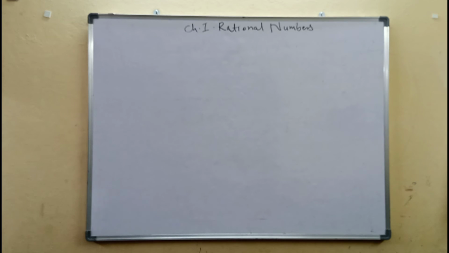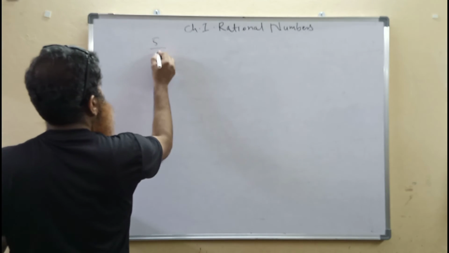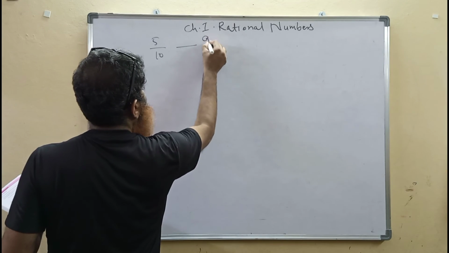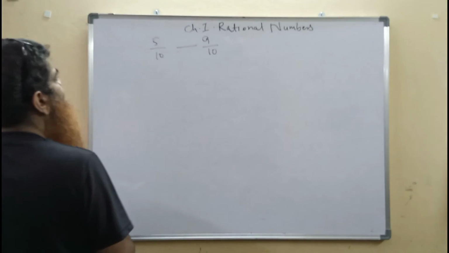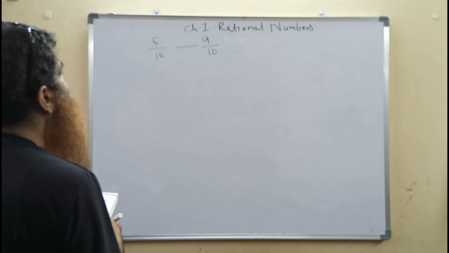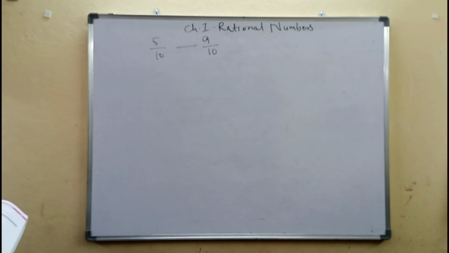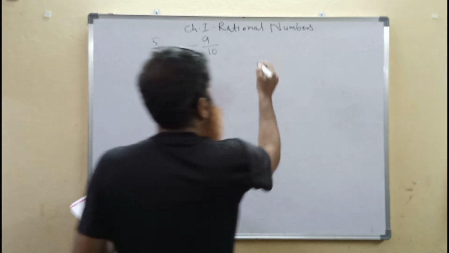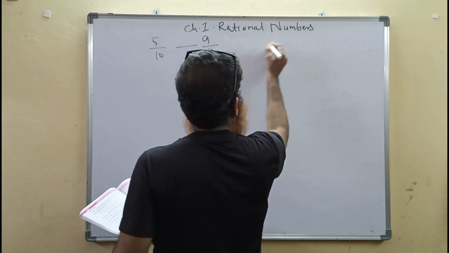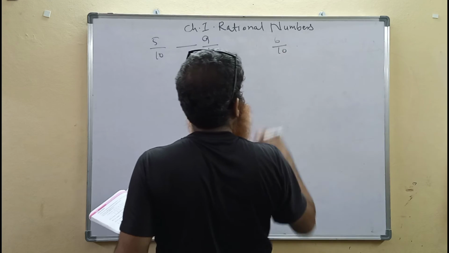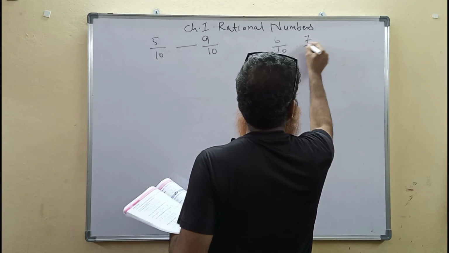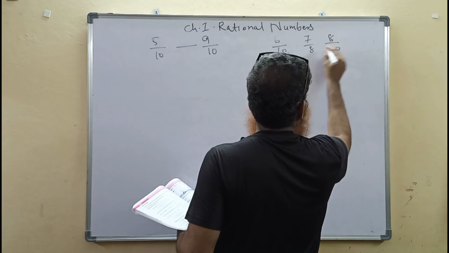Turning to page number 24, children. Another method. Can you write 100 rational numbers between 5 by 10 and 9 by 10? From the given numbers, we can understand that they are proper fractions where the denominator is 10. So we can easily write 6 by 10, 7 by 10 and 8 by 10.